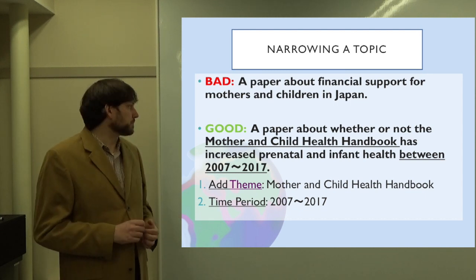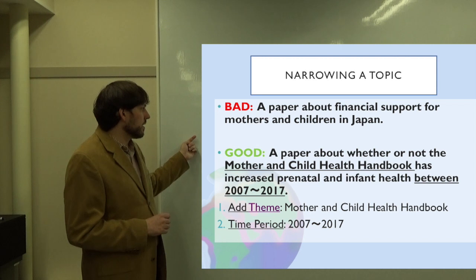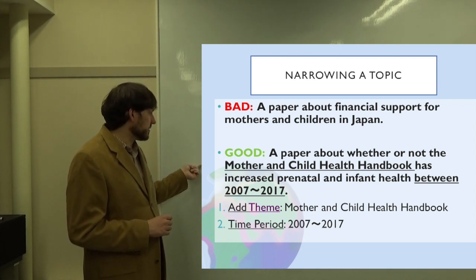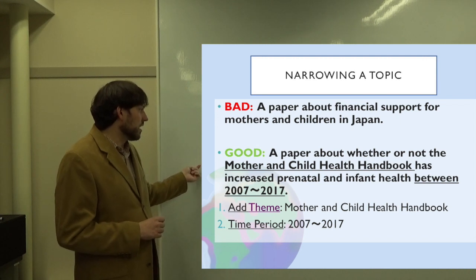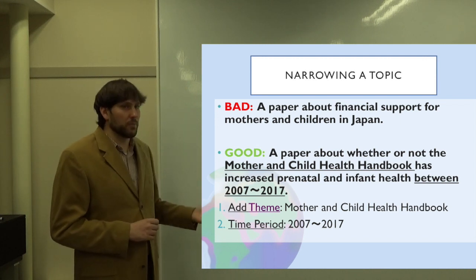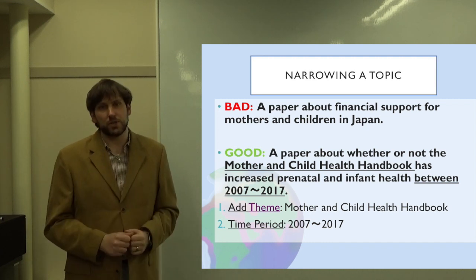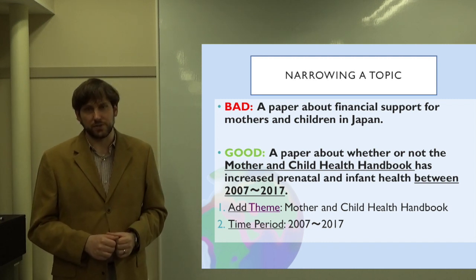Here's a better paper. A paper about whether or not the Mother and Child Handbook has increased prenatal and infant health between 2007 and 2017. Here we've added the theme of the Mother and Child Health Book, and we've also narrowed the time period, because we're just saying between 2007 and 2017.